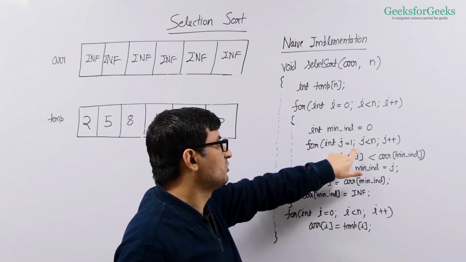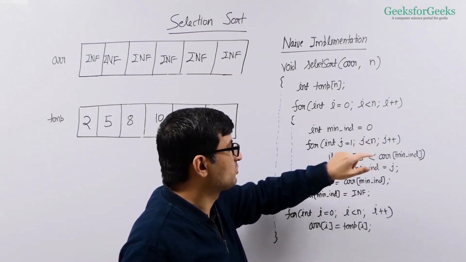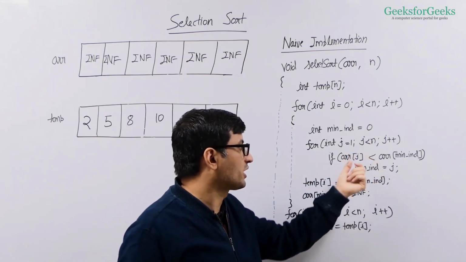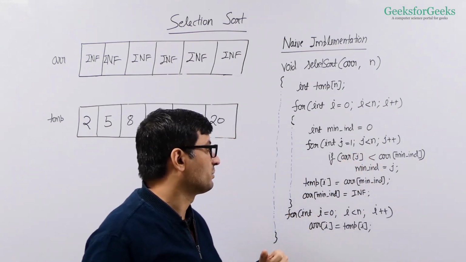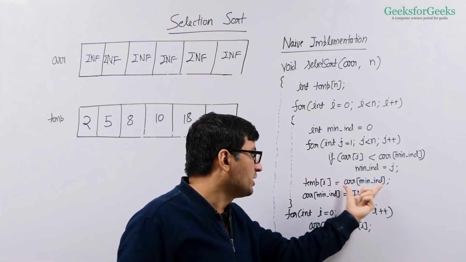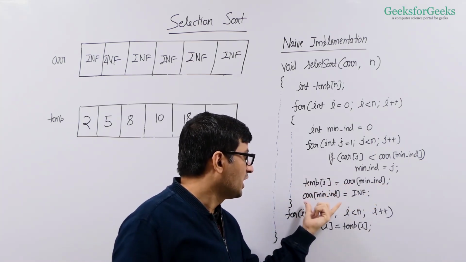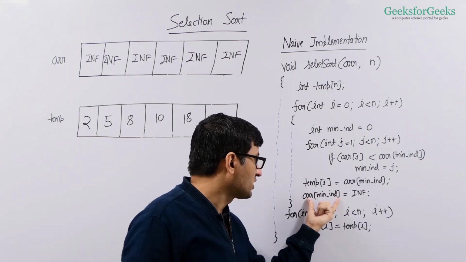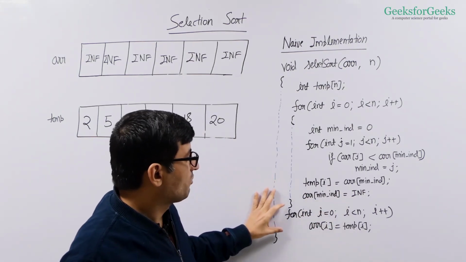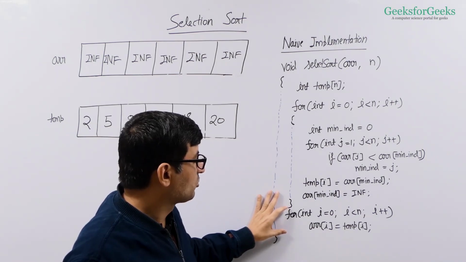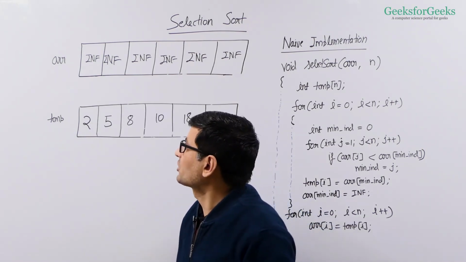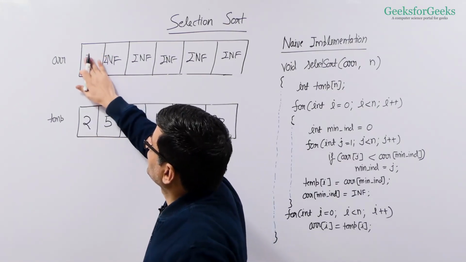Then we traverse through elements from 1 to n-1. And we compare it with the current minimum. If it's smaller than current minimum, then you update the current minimum. And after that, we put the found minimum element at index I and we put the value infinite at this minimum element index. And at the end, we copy the temporary array back to the original array so that our original array is modified and we have the sorted array. So we are going to copy these elements here.